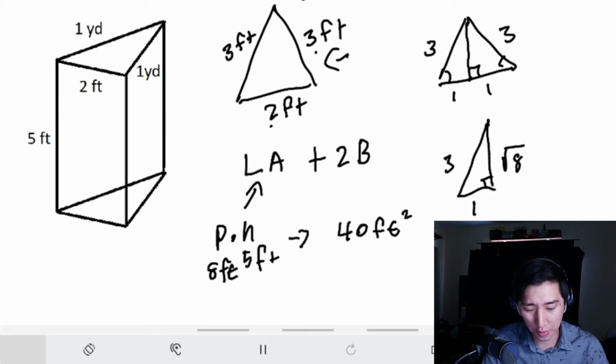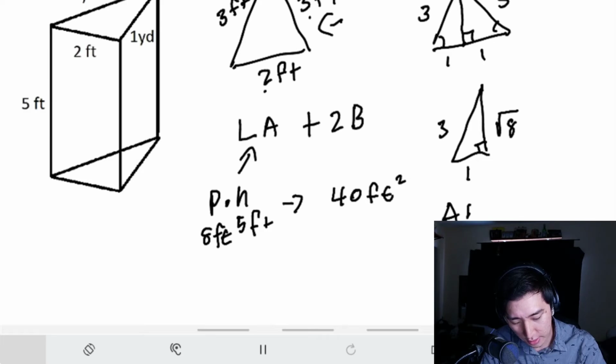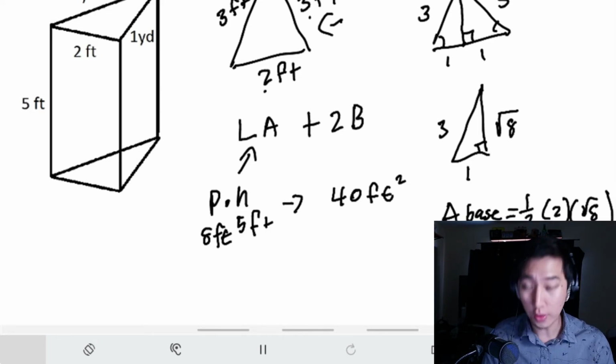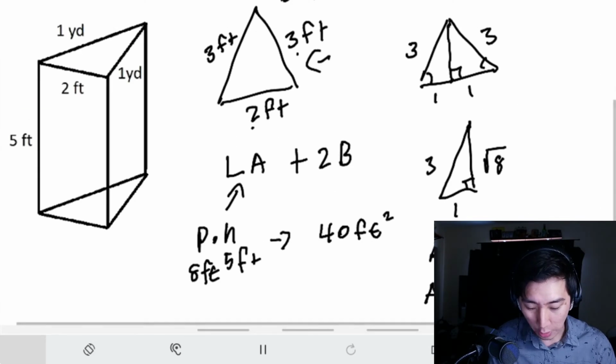So your height is square root of 8. So what we know is the area of the base equals 1/2 of your base, and your base in this case is 2, times your height, which is square root of 8. So your area equals the square root of 8. Now, we are not quite done here because we did have to deal with our units.